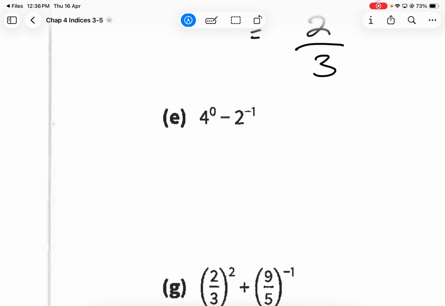E. What is 4 to the power of 0? 1. What is 2 to the negative 1? It is the same as bringing 2 to the denominator, then half. Correct.